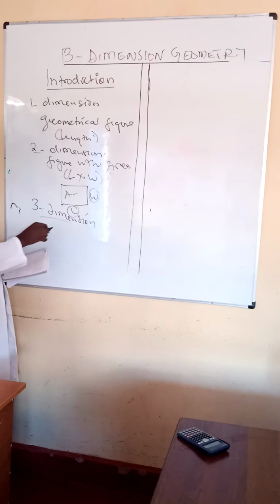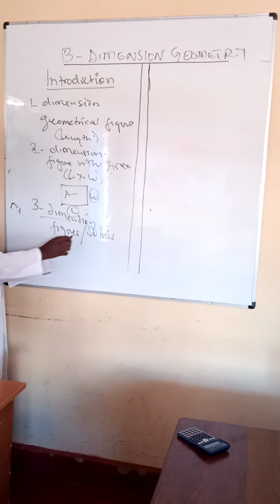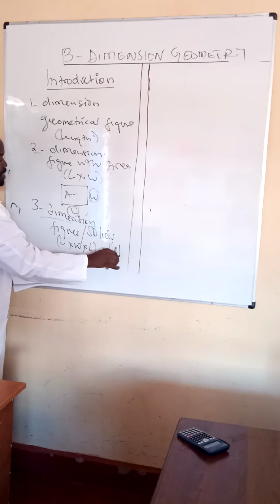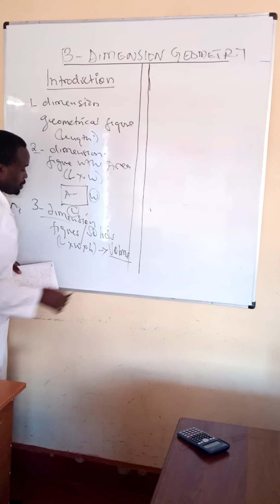Three dimension, meaning these are figures, mostly the common solids, with length, width, and the height. Hence, we say they have the volume. They are the figures with volume.